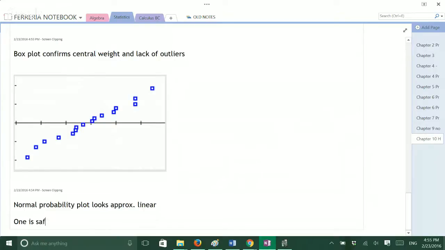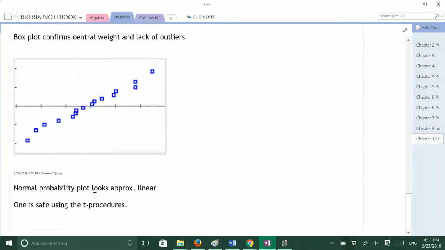One is safe using the t-procedures. No problem, use t-procedures. It doesn't say to do this, but we're going to go ahead and finish this off, okay? So how do we write this? The work below is not asked for in the question, but we are doing it anyway.